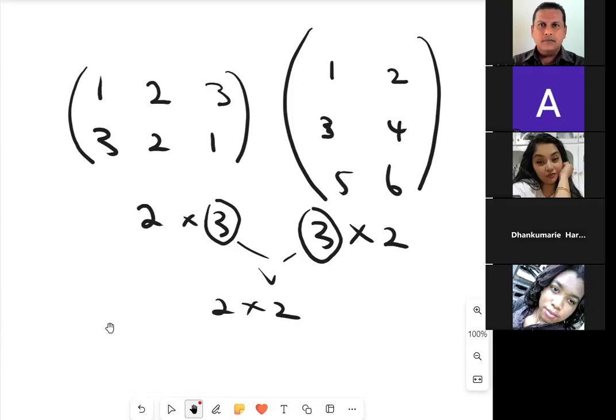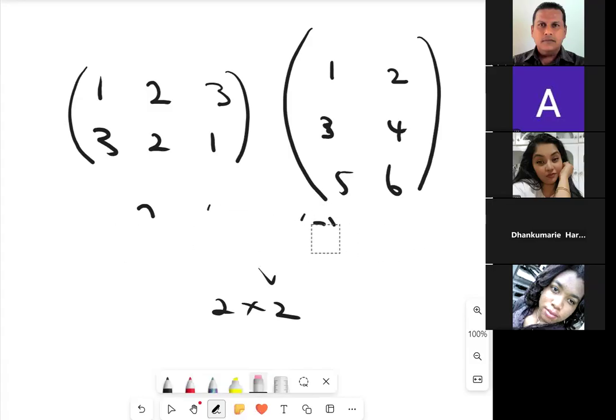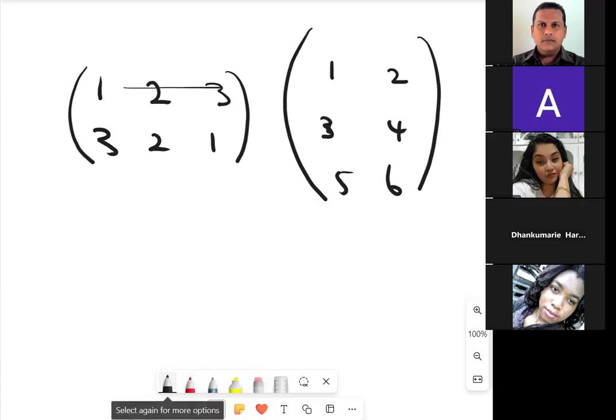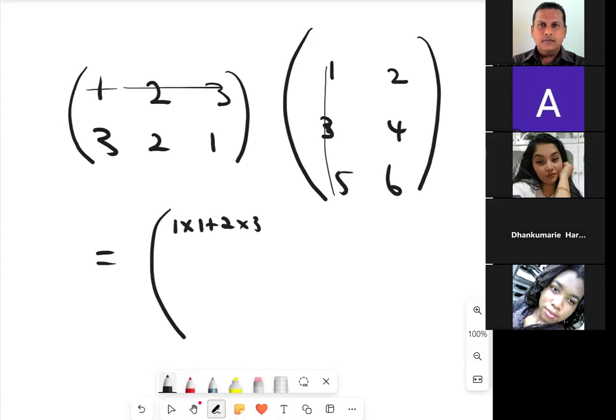So let's do the multiplication. One second, let me just take out this here because I'm going to use the bottom here. So we're multiplying rows by columns, right? So we multiply this first row by this column, right? So we're going to have 1 by 1 plus 2 by 3 plus 3 by 5. That's that number. Then this row by this column.